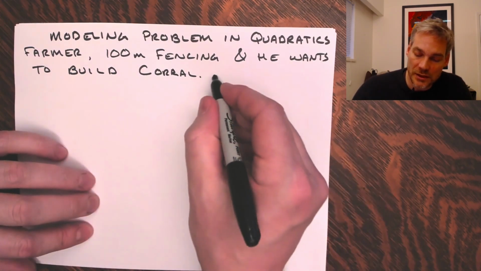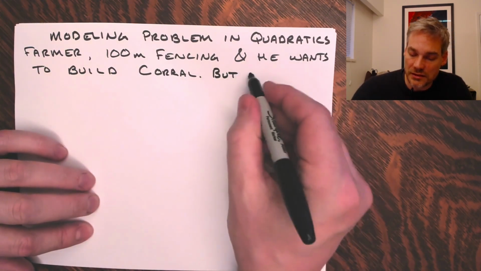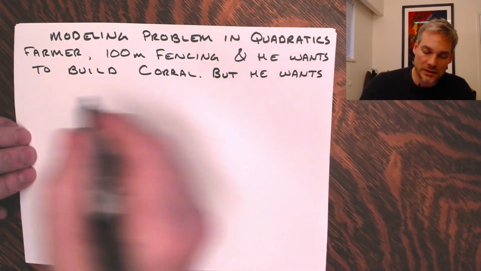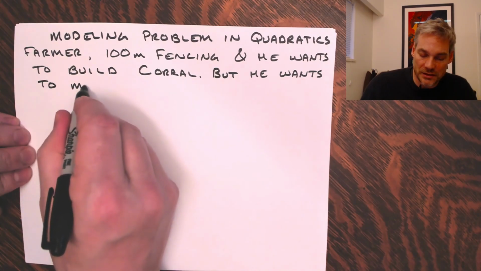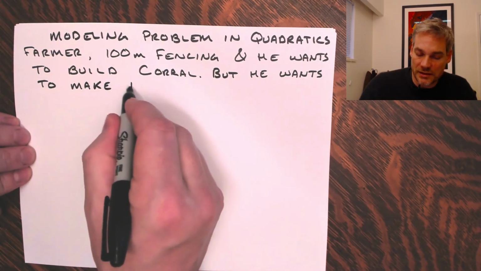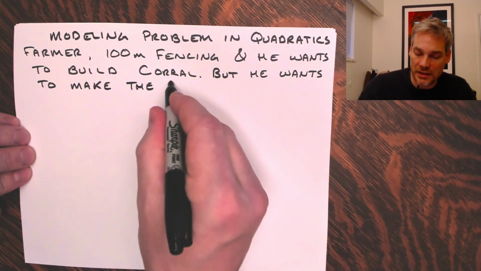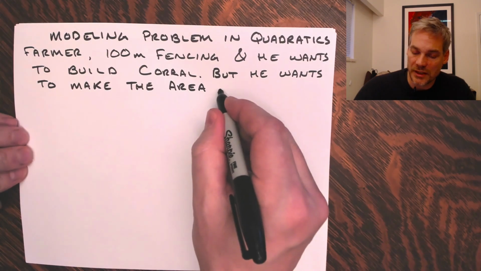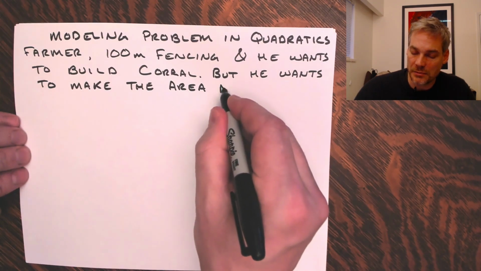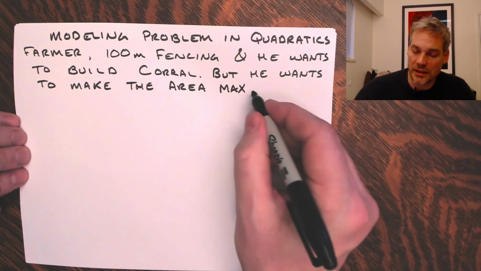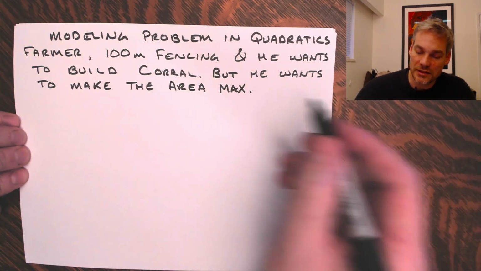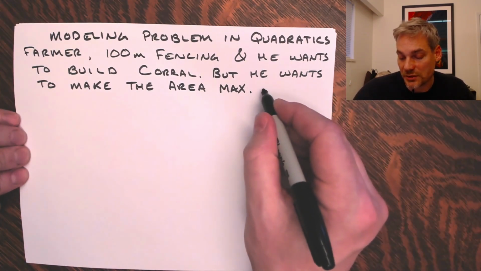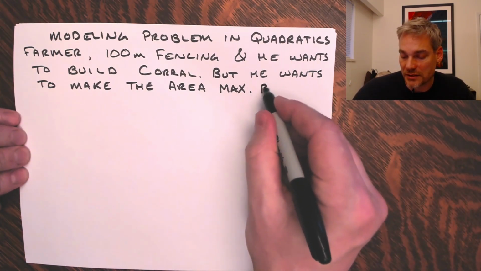So that he wants to make the area maximum. So we're going to use this. It should also be a square, like area max rectangle.